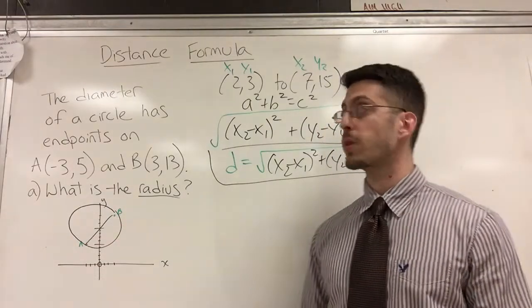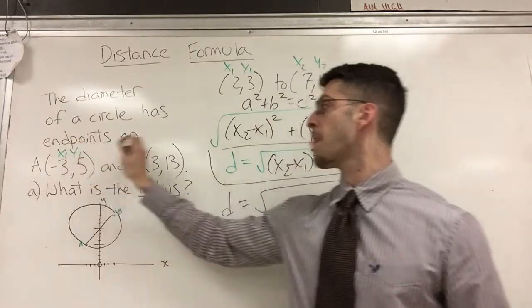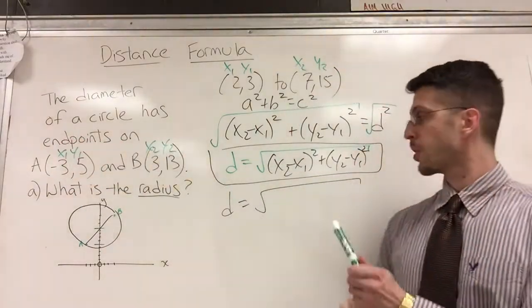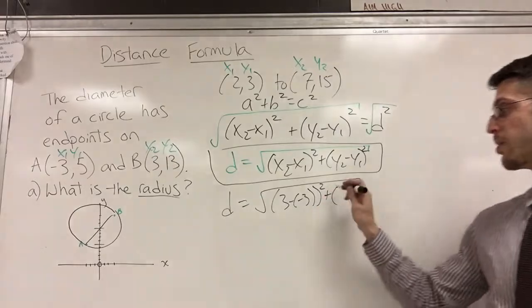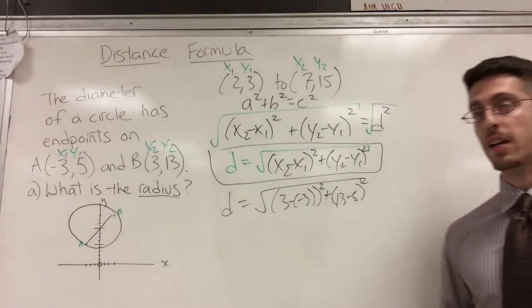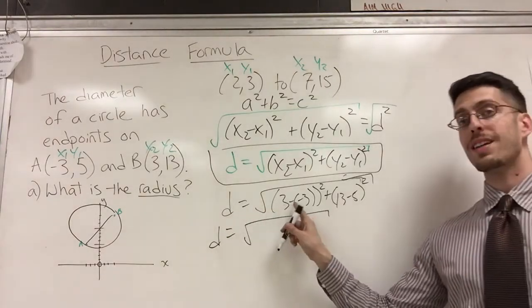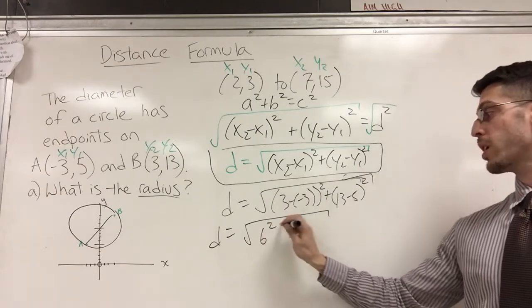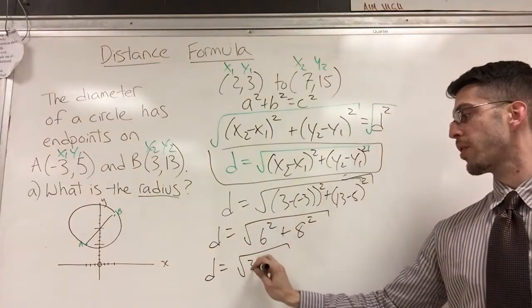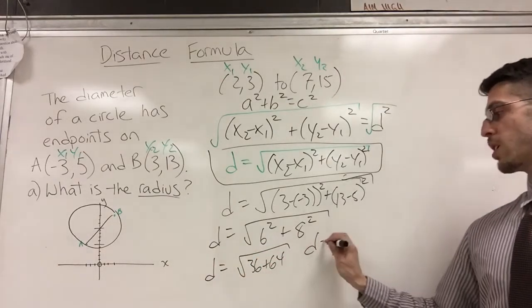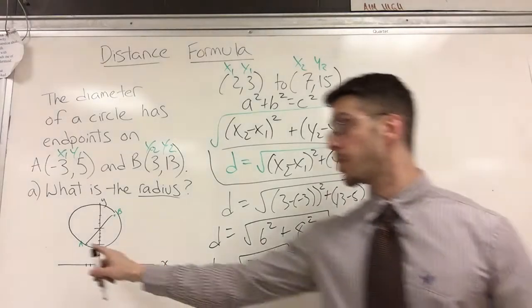I don't know, I guess it's the distance between the points. So d equals square root of, let me label my points, x1, y1, x2, y2, and let's do it. What is it? 3 minus negative 3, gotta square it, plus 13 minus 5, gotta square that. That should be inside. d equals square root of 3 minus negative 3 is really 3 plus 3, which is 6 squared, plus 13 minus 5 is 8 squared. So d equals the square root of 36 plus 64. So d equals the square root of 100, and the square root of 100 is 10. So the distance from here to here is 10.